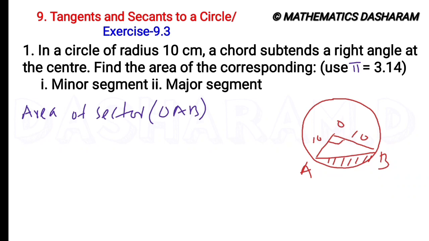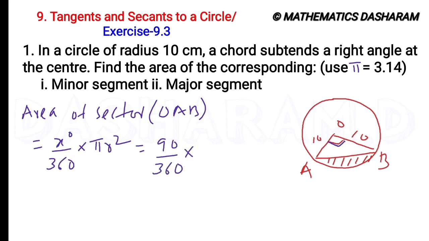OAB. The area of sector equals x degrees divided by 360 degrees into pi r square. So this is the x value. So it is 90 degrees by 360 into the pi value given in the question, that is 3.14, into the radius. The radius of the circle is 10, so r square means 10 square.